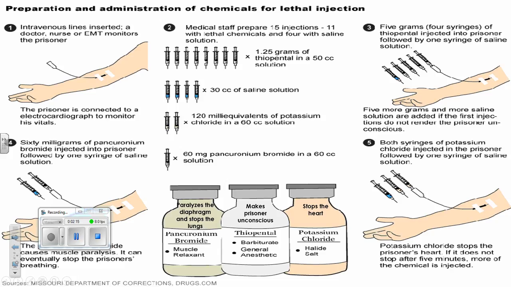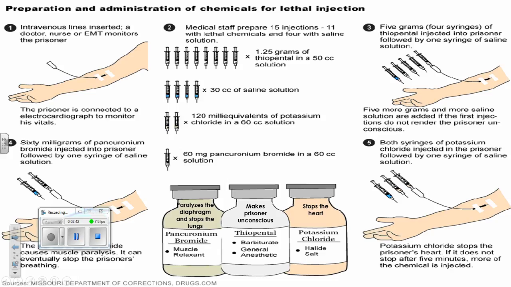Okay, so then they get all those ready. Then 5 grams or 4 syringes of thiopental, this one that makes them unconscious, are injected, followed by saline solution. Then 5 more grams and more solution are added if that does not make them unconscious, because obviously what makes him unconscious would not make me unconscious, because I'm a lot bigger. You know what I mean? I weigh more than you do.